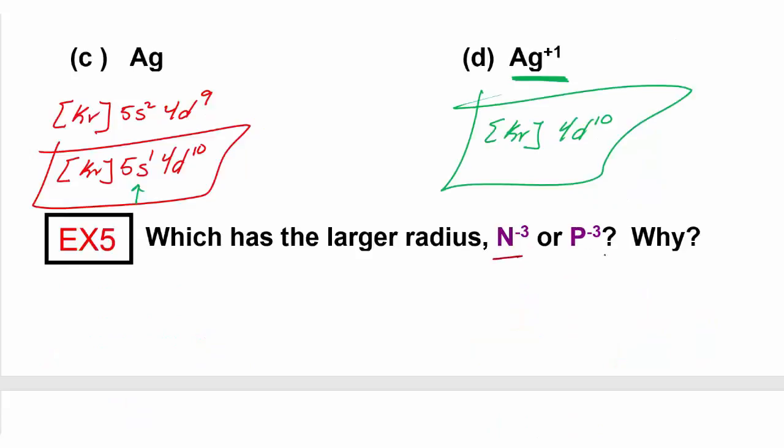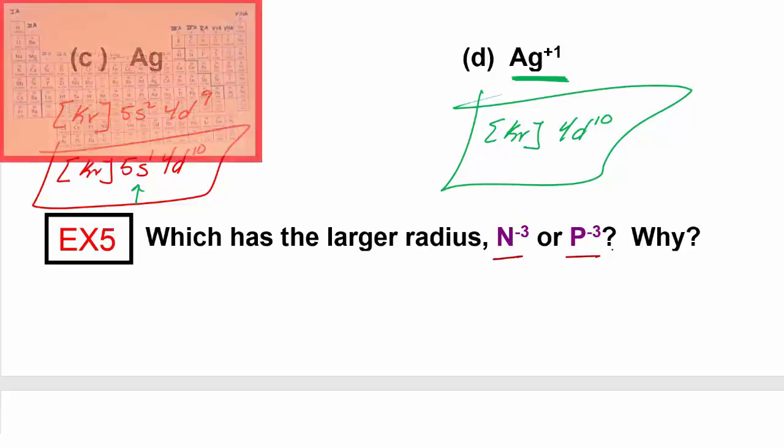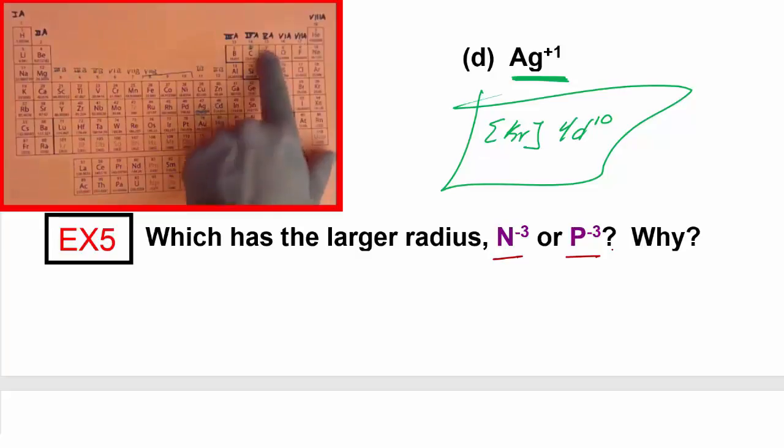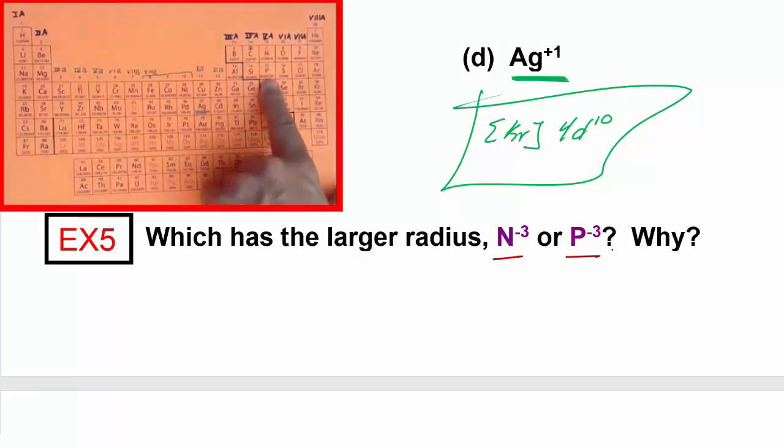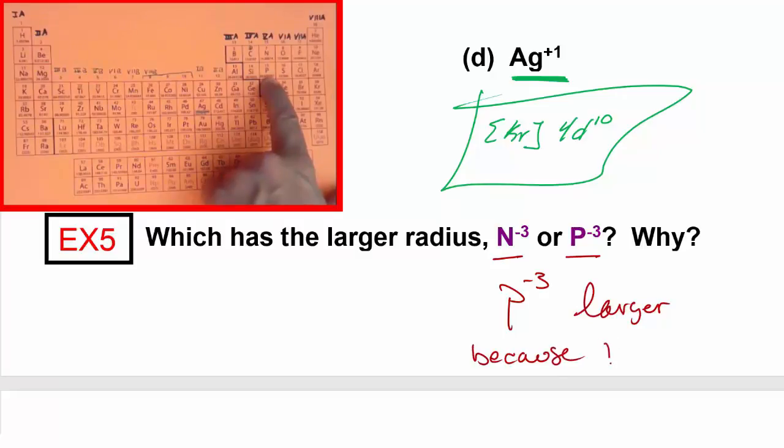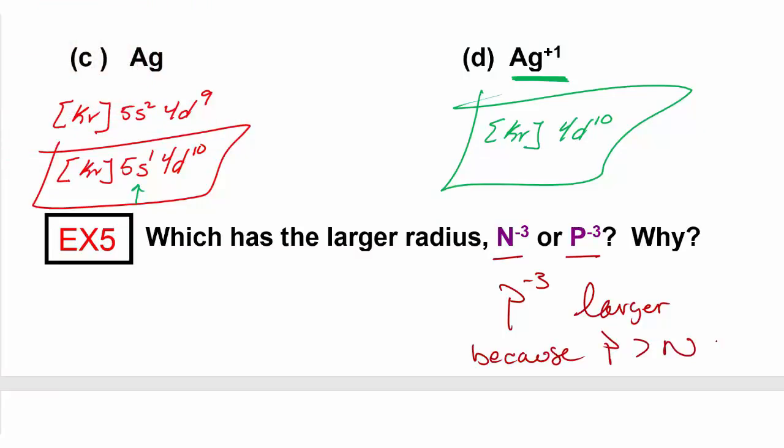Which has a larger radius, nitride or phosphide? They both have a -3 charge, so that anion component cancels out. Let's just check and see which element is larger. Phosphorus is below nitrogen, so phosphorus is a bigger atom. So P-3 is larger, because phosphorus is larger than nitrogen.